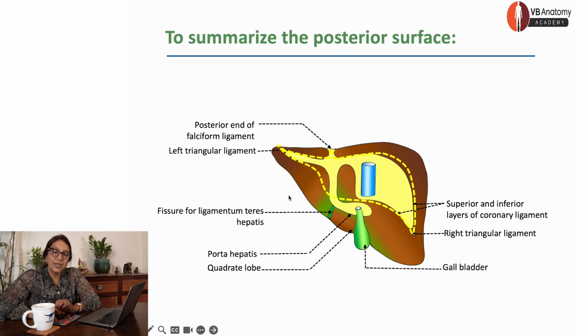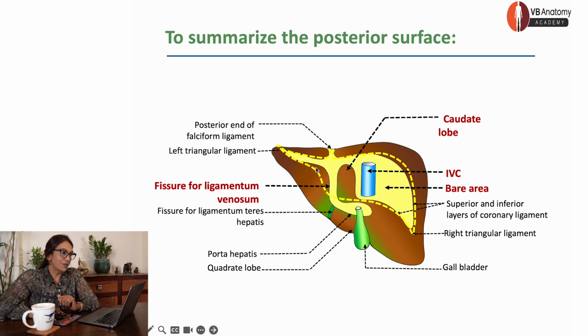We did the posterior surface, which is between the posterior-superior border and the posterior-inferior border. From right to left, you saw bare area of liver, inferior vena cava, caudate lobe, fissure for ligamentum venosum, and the groove for esophagus.